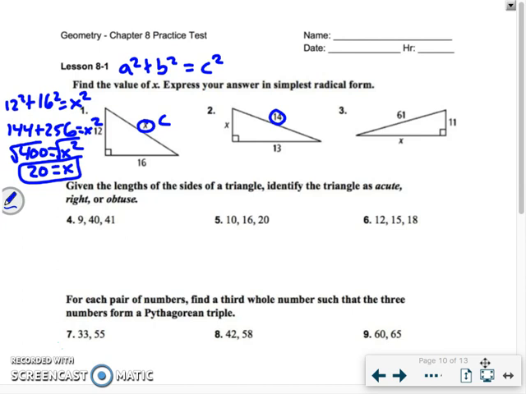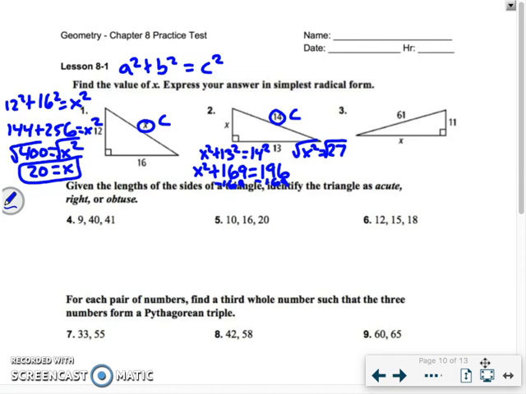Number two, we have 14 for C. When we start to show work on this one, we have x squared and 13 squared as our legs, 14 squared as the hypotenuse. X squared stays the same, 13 squared is 169, and 14 squared is 196. The next step would be to subtract the 169 over on both sides. This time we have x squared equal to 27.